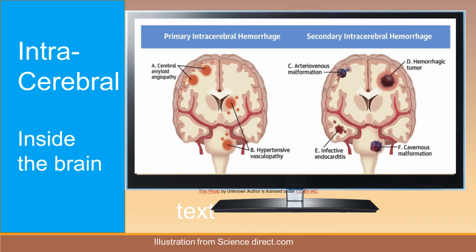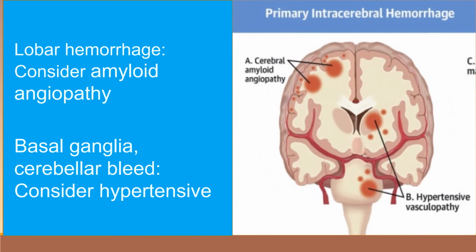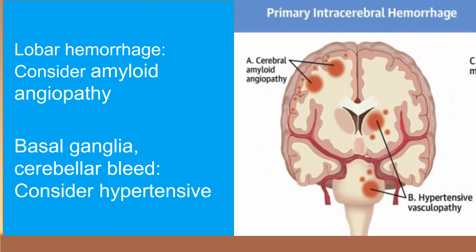And the next major category of intracranial bleeding is intracerebral bleeding. What that means is it bleeds inside the brain. And there's a primary intracerebral hemorrhage and a secondary intracerebral hemorrhage. Let's look at the primary intracerebral hemorrhage. There are two major types. One is a lobar hemorrhage.